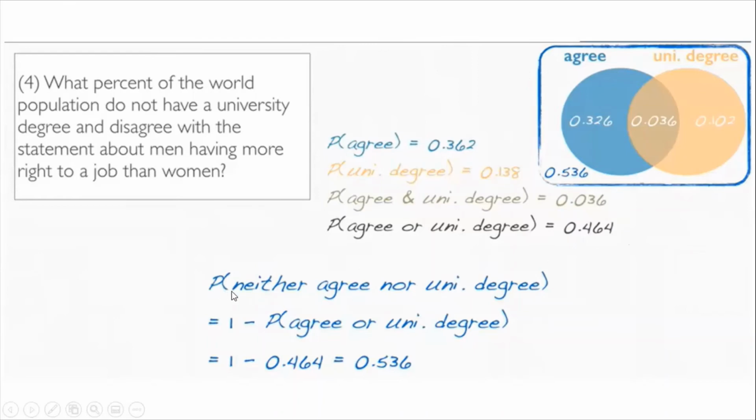And we want to look at the probability of neither agree nor university. Okay, so this is the complement of agree or university. That's why we subtracted from 1. So we got 53.6%, which is the opposite of 0.464.